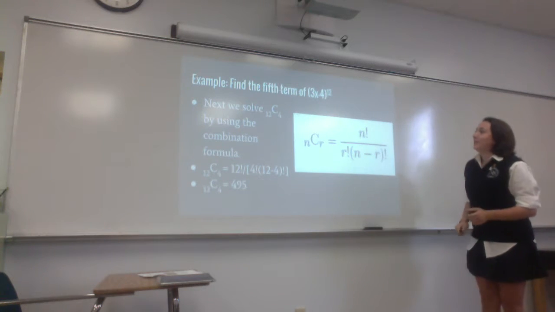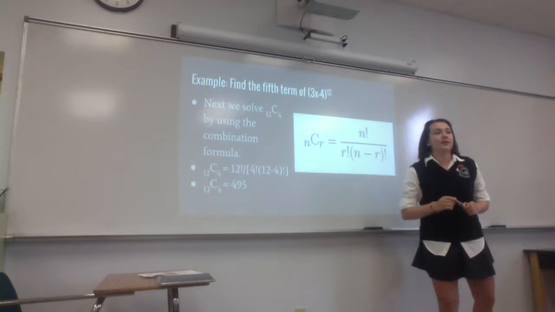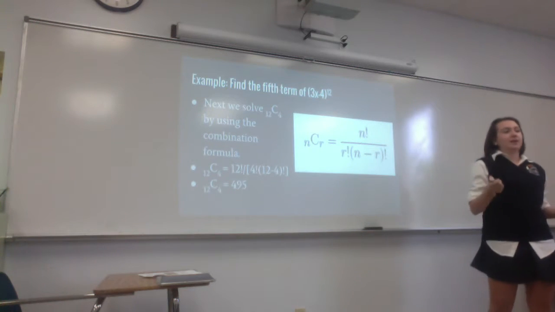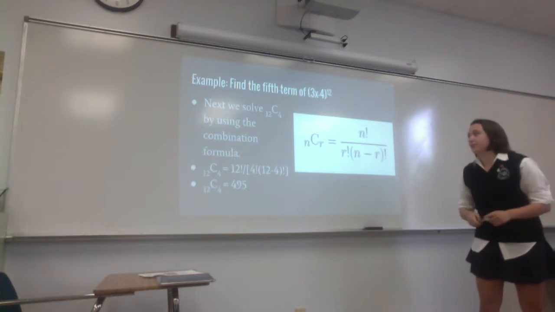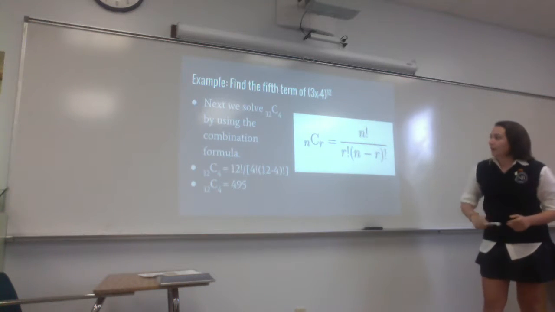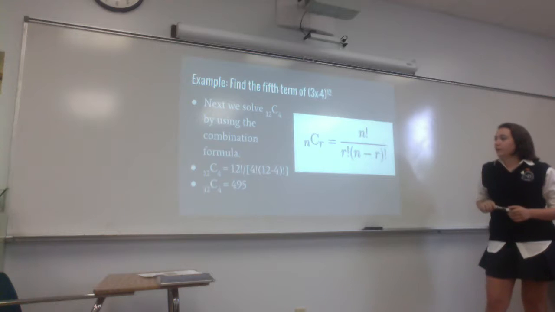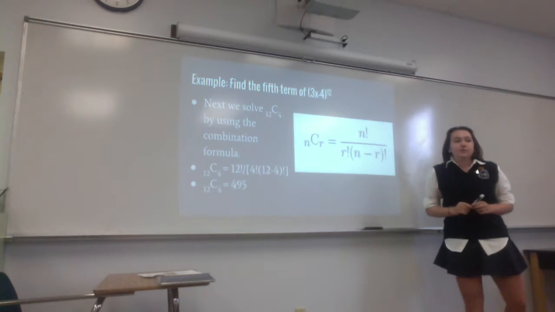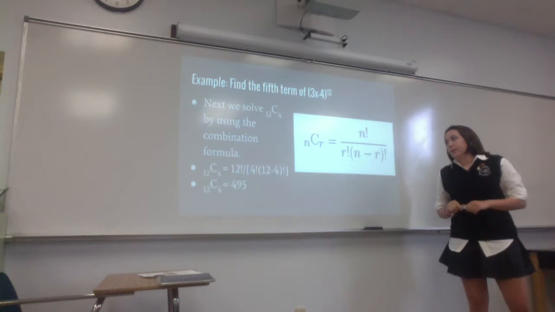Next thing we're going to do is solve our 12C4, which is a combination formula if you guys recognize it. And here's our combination formula right here. It is n factorial over r factorial times n minus r factorial. This is commonly used in probability. I'm sure you've all seen it before.